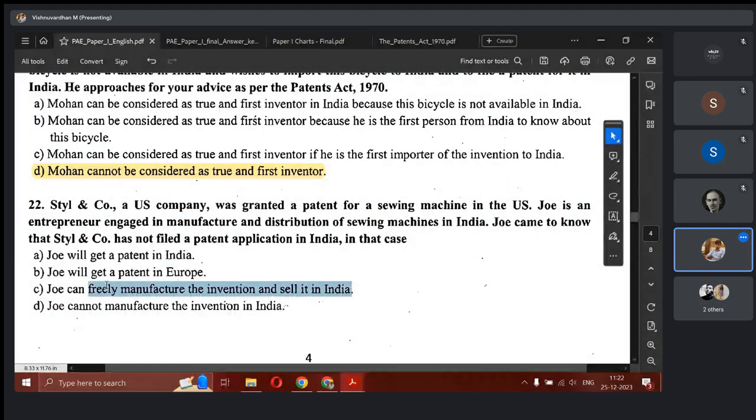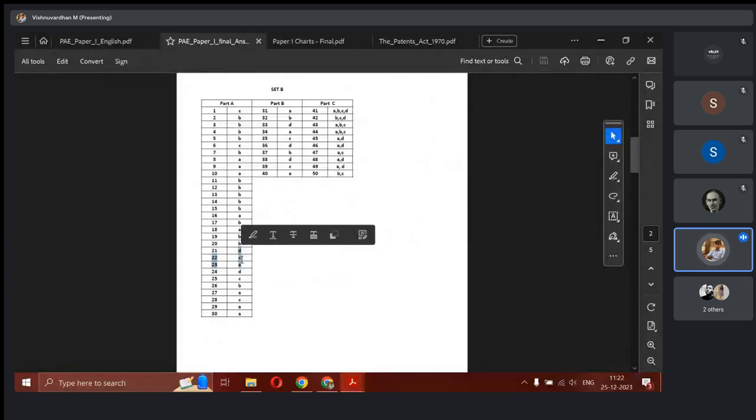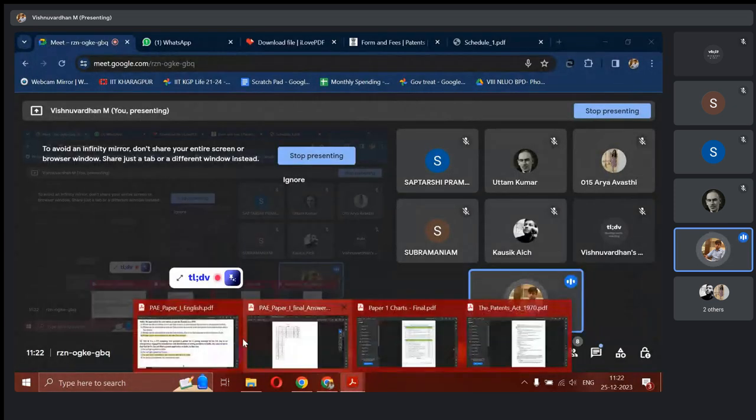Where is it? Cool. So 22 is C. Chalo, we are still right. Moving on, where are we?